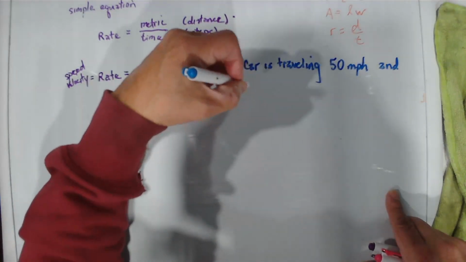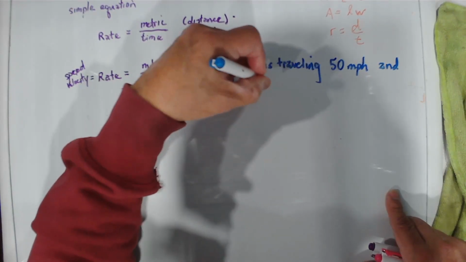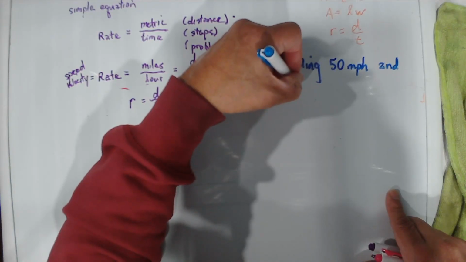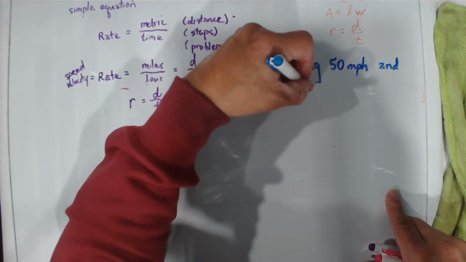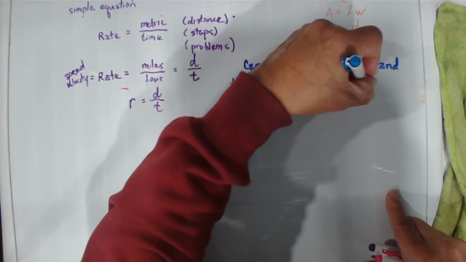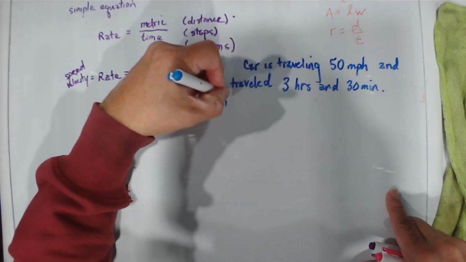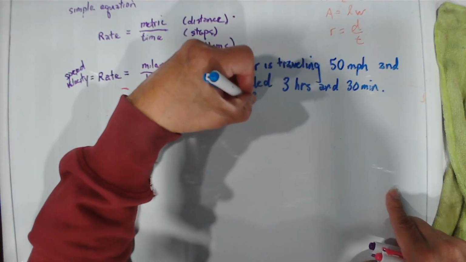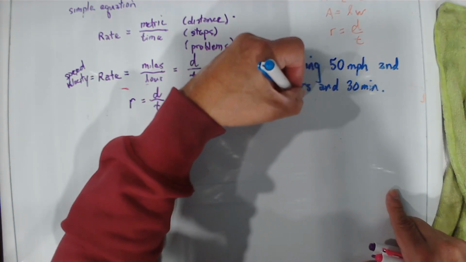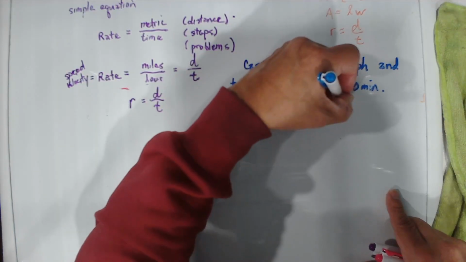Let's say it traveled 3 hours and 30 minutes. How far did the car travel?